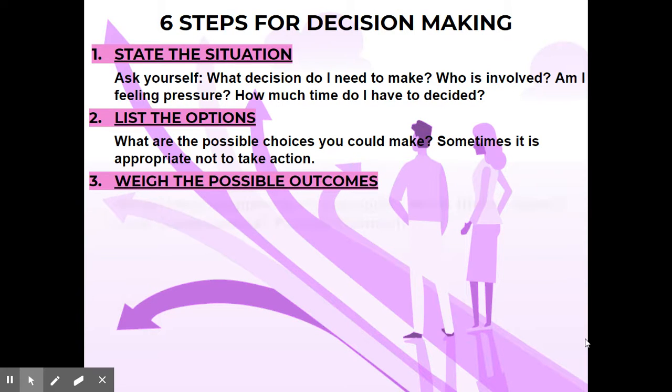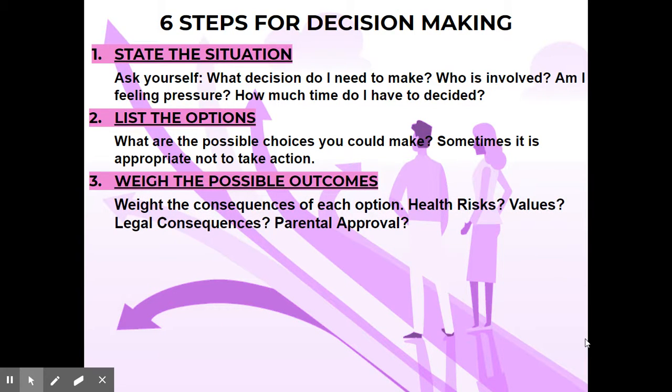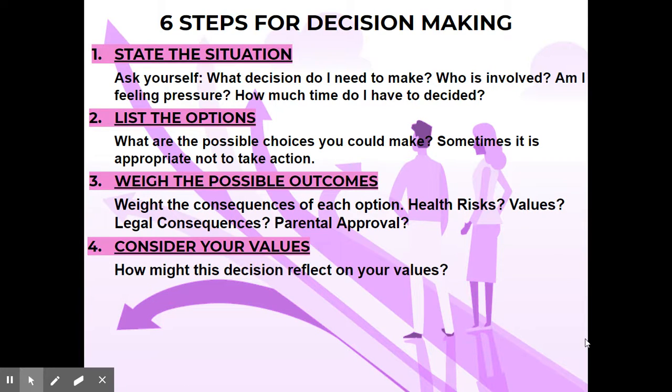Number 3 is weigh the possible outcomes. Weighing the consequences of each option, such as the health risks. Does this go against my values? Are there legal consequences if I do this? Would my parents approve of this? Number 4 is to consider your values. How might this decision reflect on my core values and beliefs?